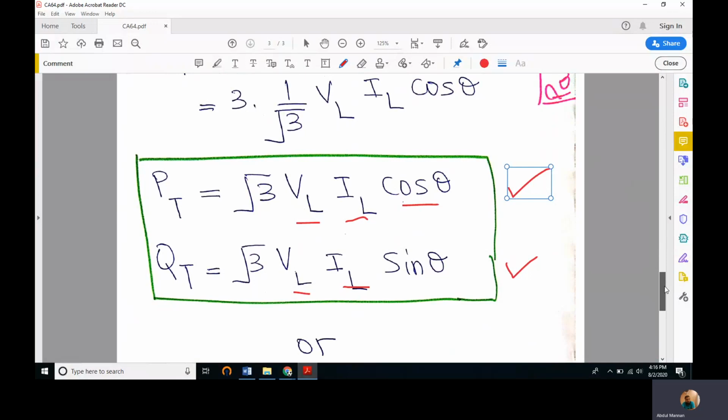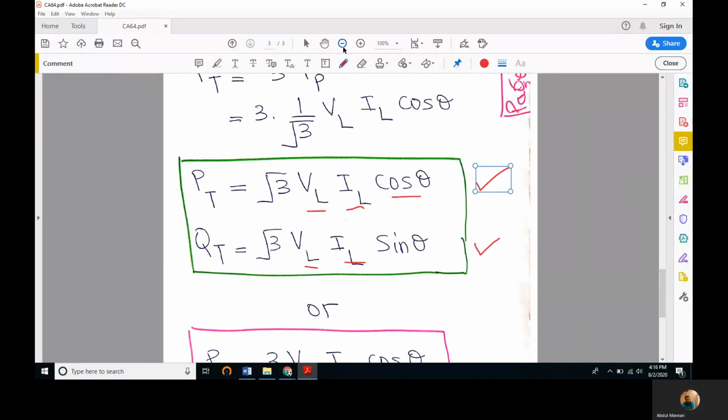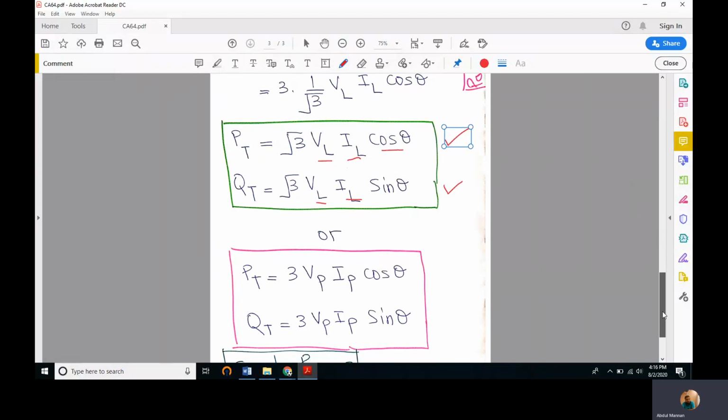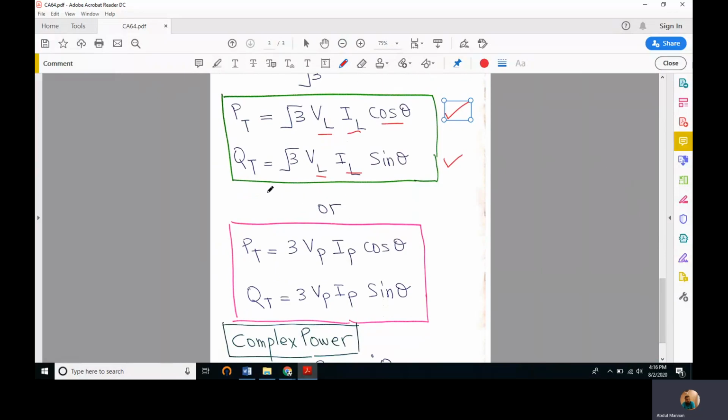In other words, the total power can also be written in terms of phase quantities. If we have line quantities, we'll use these two expressions. And if we have phase quantities, Vp and Ip, we'll use these two expressions. So now in total we have four expressions for power. If we have line quantities and we have to calculate average and reactive power, we'll use these two expressions, and if we have phase quantities, we'll use these two.